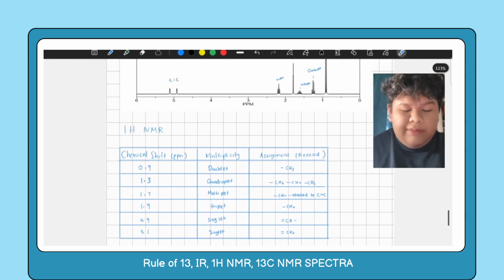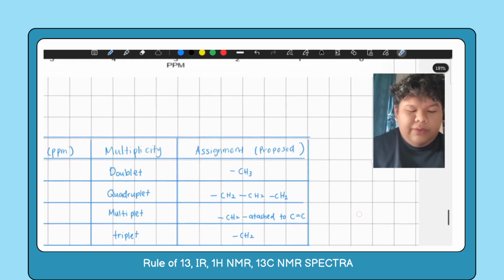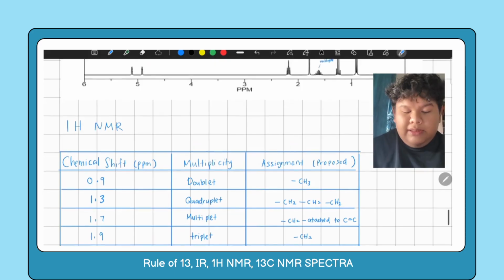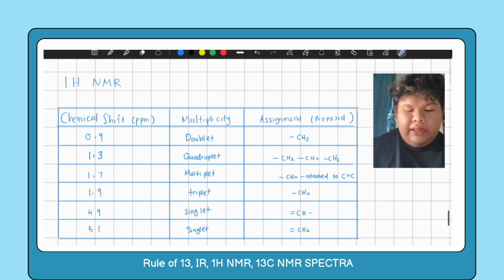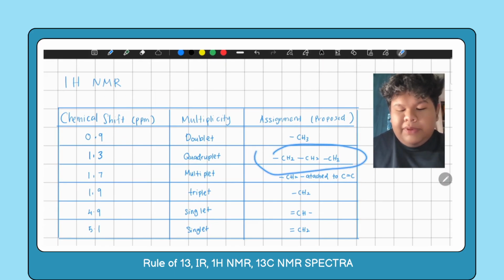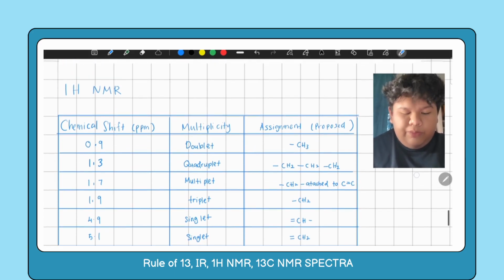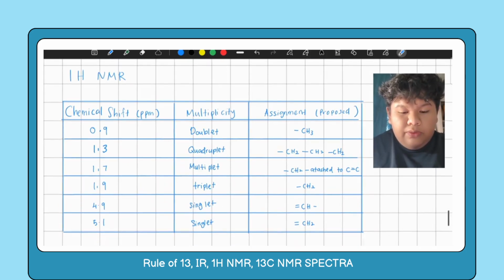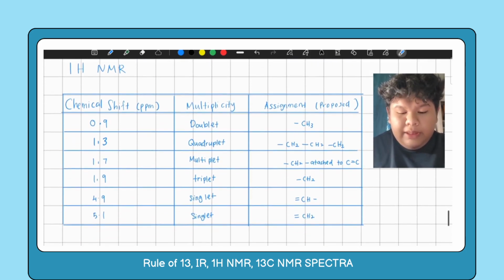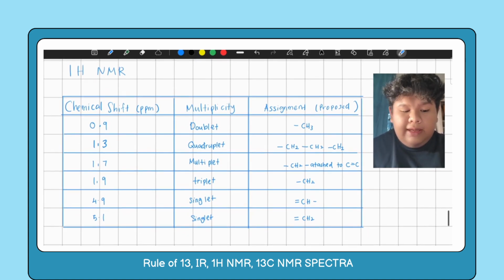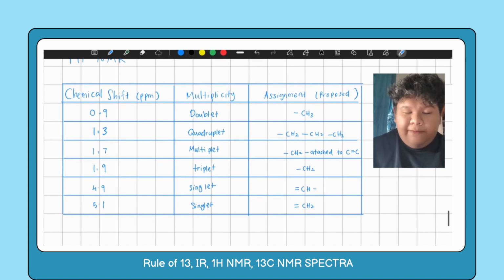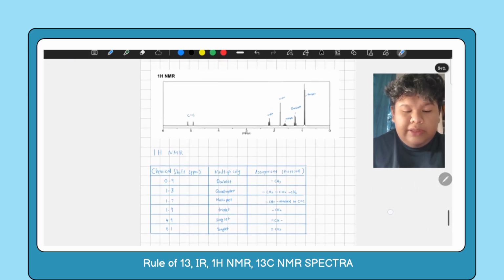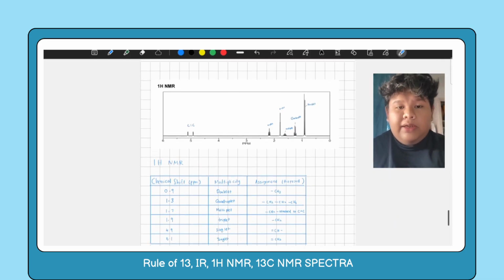For each chemical shift there is an assignment: 0.9 is CH3, and 1.3 consists of multiple CH2. At 1.7 is a CH2 attached to the carbon-carbon double bond, and 1.9 is CH2 again, and lastly at 4.9 and 5.1 is the carbon-carbon double bond. So that is all for the 1H-NMR.